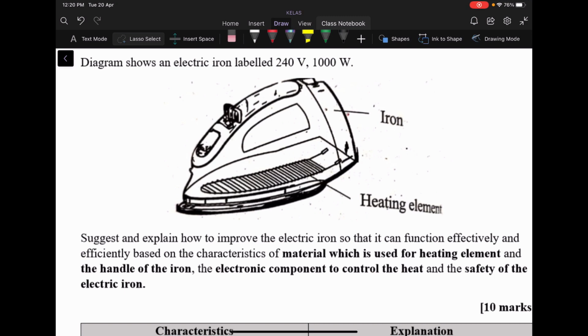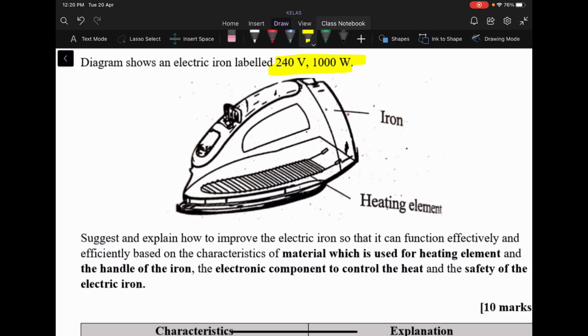An electric iron labeled 240 volt, 1000 watts. Suggest and explain how to improve the electric iron. So this is in the topic of electricity. Okay, this one.